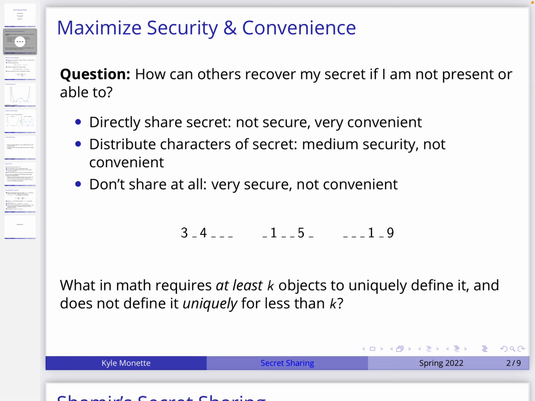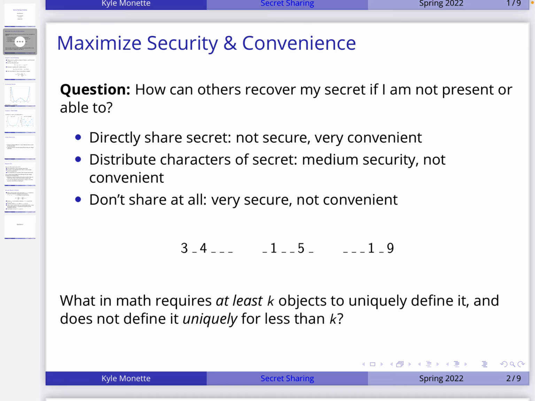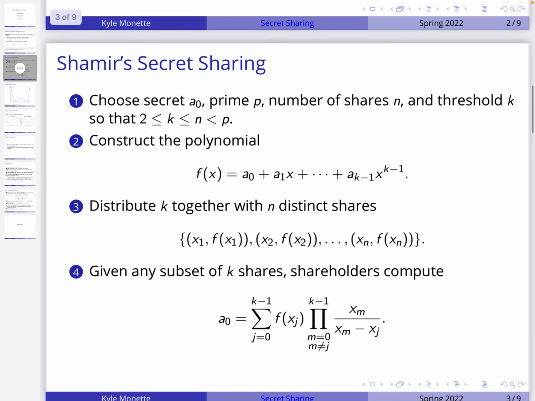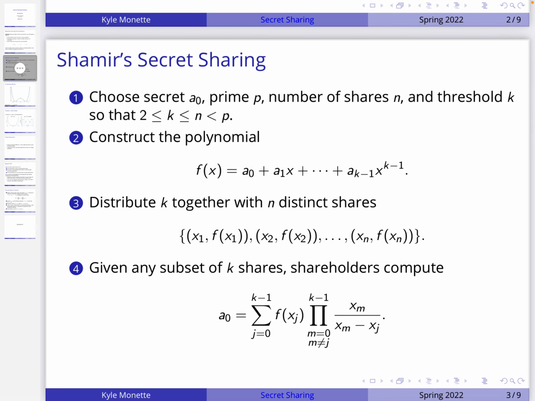So the question at the bottom here, one solution, and there's many, but one way is to use polynomials. And that's the basis for Shamir's secret sharing scheme. In his scheme, which was developed in 1979, you choose your secret, A0, a prime P, a number of shares N, and the threshold K. So the number of shares, the N here, is just how many you manufacture, which has nothing to do with the security. You can generate as many shares as you want. The security arises in how big you choose K to be, and is bounded by N.